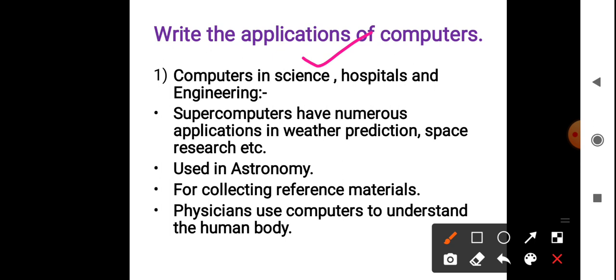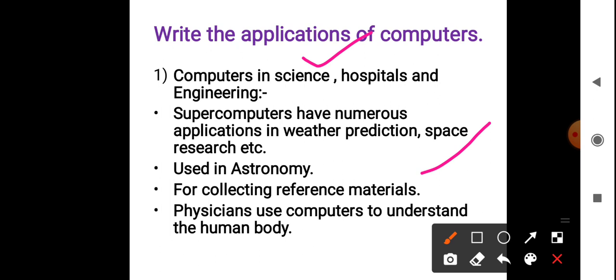And for collecting reference material, that is for downloading notes, or for getting some information from the internet, all these things can be performed by using computers. So next, physicians use computers to understand the human body. Even to understand the human body, physicians use computers. So this is how it is used.